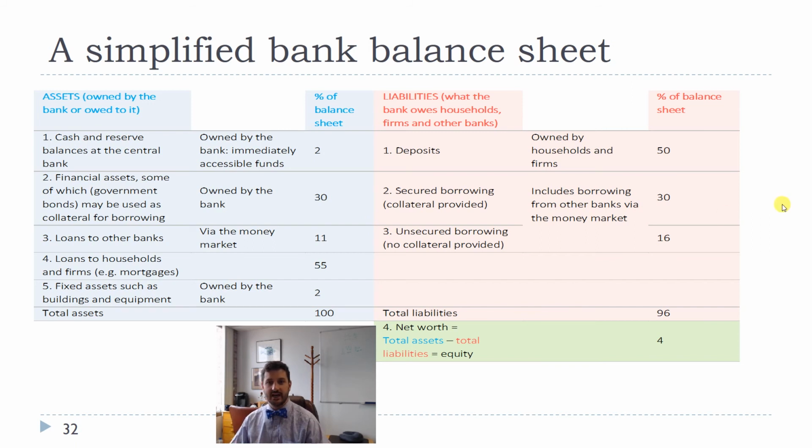On the liability side, the bank has about 50% of deposits, 30% of secured borrowing, meaning borrowing from other banks that maybe, for instance, they have collateral from the government bonds, and then 16% unsecured borrowing. And so their net worth, their total assets minus their total liabilities, is only about 4, meaning that in this case, assets divided by equity, or the leverage ratio, is about 25. And that's just a whole lot higher than you would see for a firm that makes cars or clothes or food. They're going to have a much lower leverage ratio.